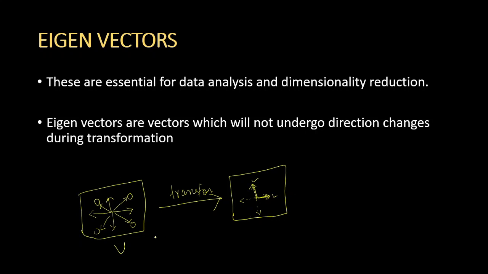So when we apply a transformation on a vector space, if some vectors do not change their direction, we call them eigenvectors. If all the vectors change their direction, then there are no eigenvectors existing there. That is the meaning. So if some vectors remain unchanged with respect to their direction, we call them eigenvectors. They will not undergo direction changes or span changes. Let's see some examples.